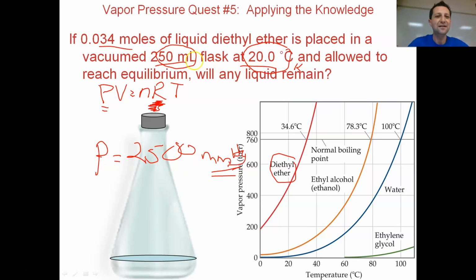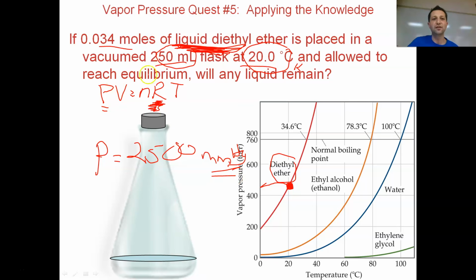So listen, this is the main takeaway for this last example of this video. If all of this liquid diethyl ether evaporated, the pressure in this flask would be 2,500 millimeters of mercury, or 2,500 torr. But look at your curve. At 20 Celsius, what's the pressure allowed to be? Well, the pressure is only allowed to be around 450, 460.